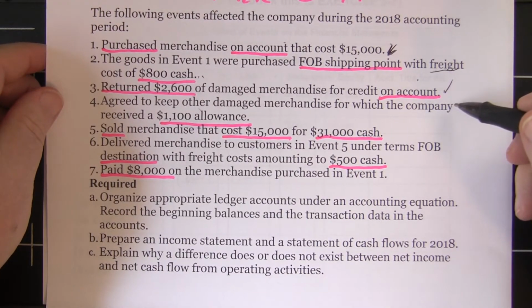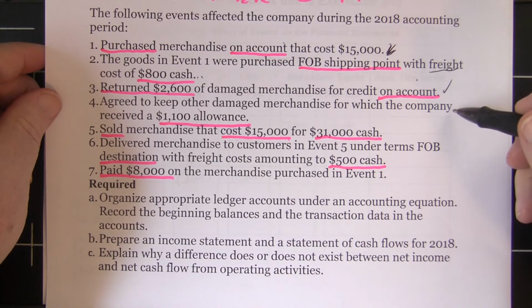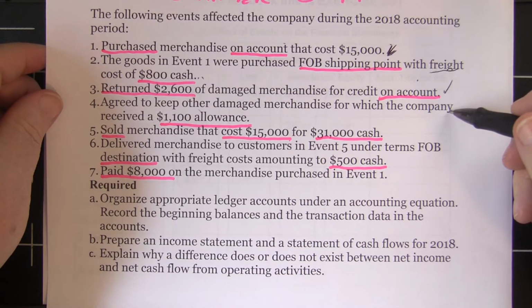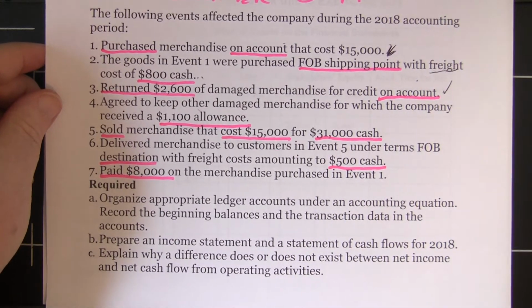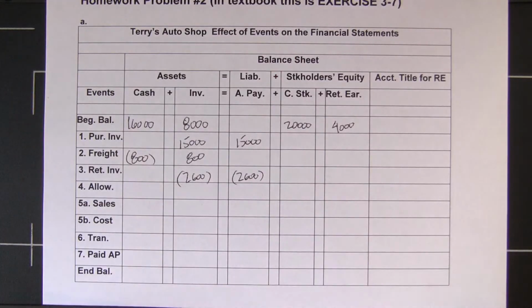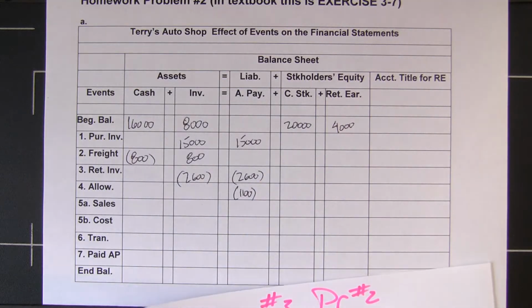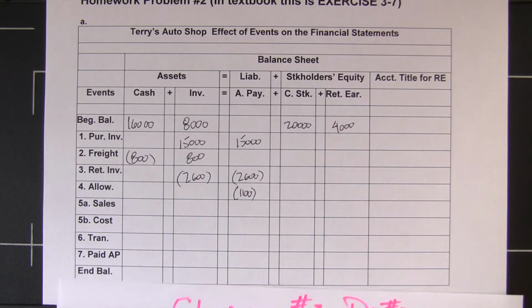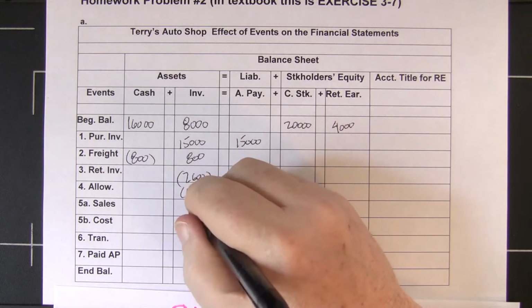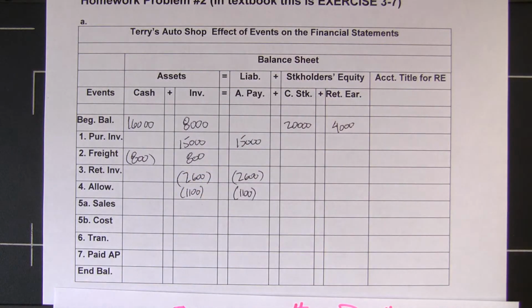Okay, they agreed to keep damaged merchandise for which the company received an $1,100 allowance. So the accounts receivable went down. That's an allowance. But the value of our inventory also went down. Now, I don't want you to think that's a bad thing. It means that our inventory cost us less. It doesn't necessarily mean we have to sell it for less. It just means we paid less for it.